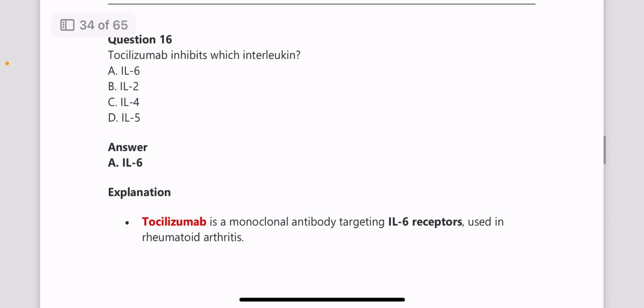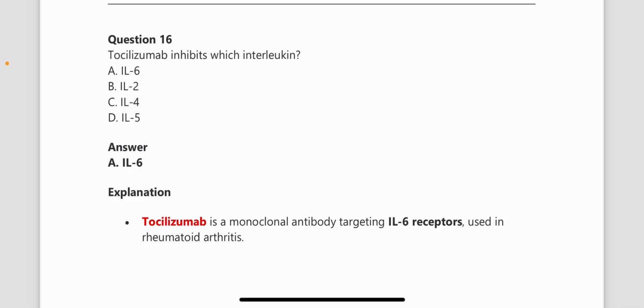Next question, tocilizumab inhibits which interleukin? So monoclonal antibodies, again a very favorite area for NEET PG as well as INICET. In INICET, every time, every exam, a monoclonal antibody question will be there. Around 2 to 3 questions minimum will be there in INICET. Even for NEET, it is an important area.